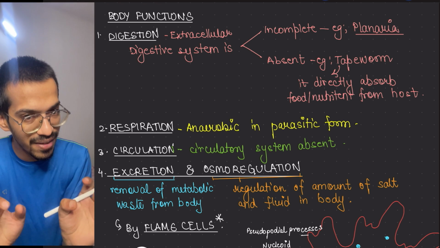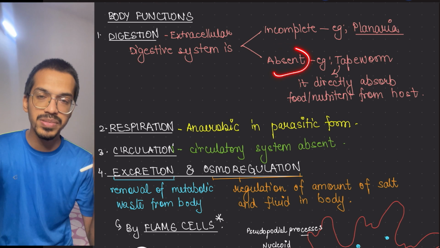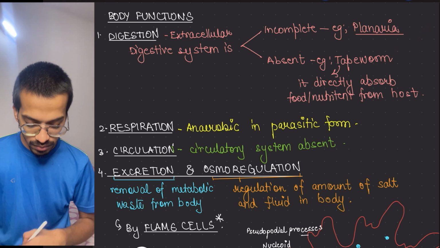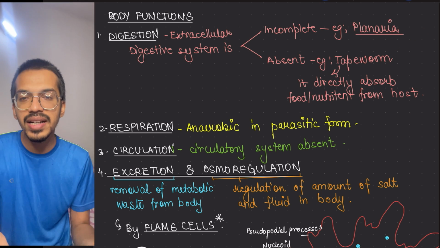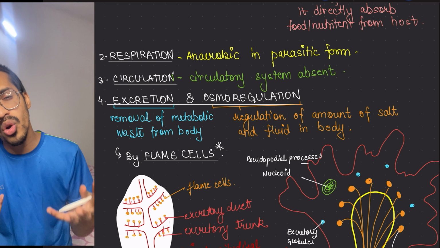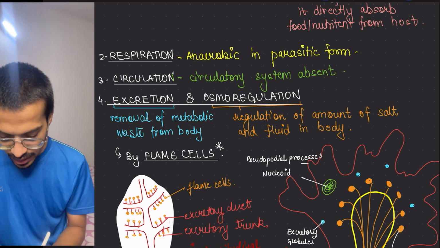Okay, nutritional deficiencies, and that is what it is. That's why the digestive system is absent in the case of tapeworm or in Fasciola, because they directly absorb the nutrients from the host, which are already in their most soluble form.